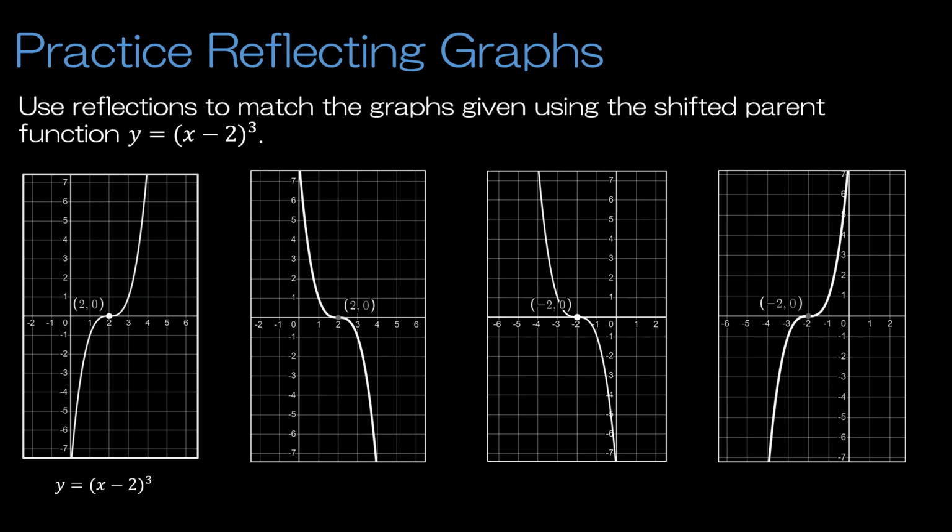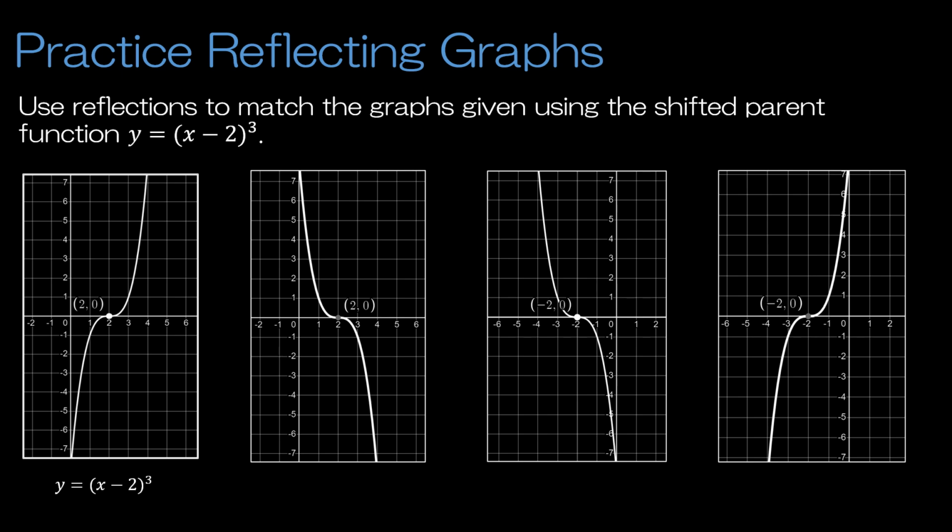Just as we did with slide transformations, let's practice with reflecting graphs. And so we're going to use reflections to match the graph with an equation, but I'm starting with the function y equals (x minus 2) quantity cubed because that makes it much more clear as to which should be which. So if you would, press pause, try all three of these questions. Note that there's more than one correct answer for the last question. When you're ready, press play to see how you did.